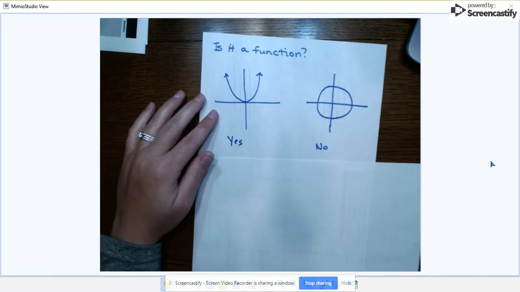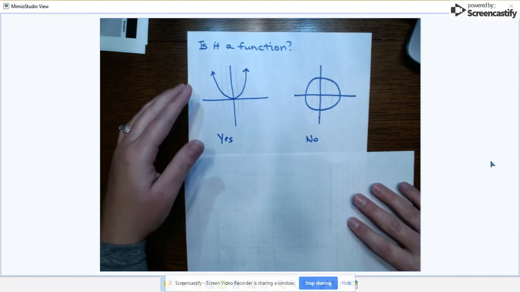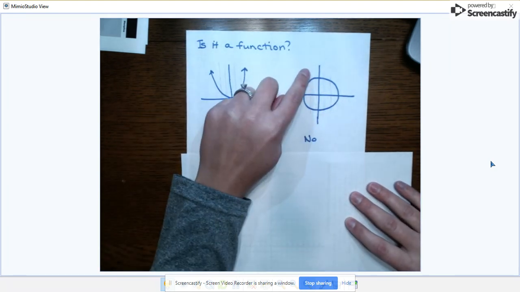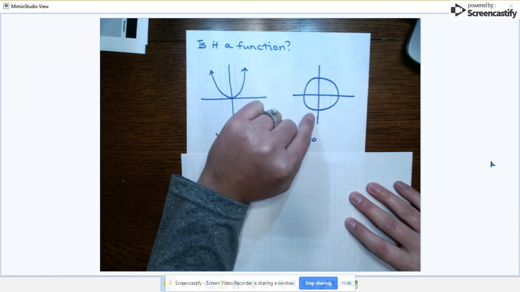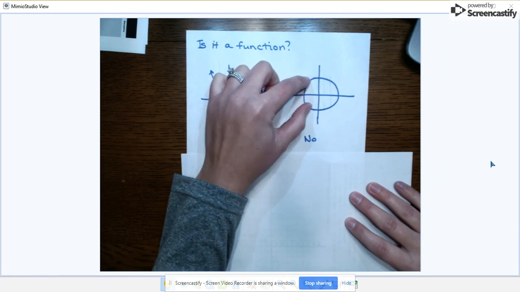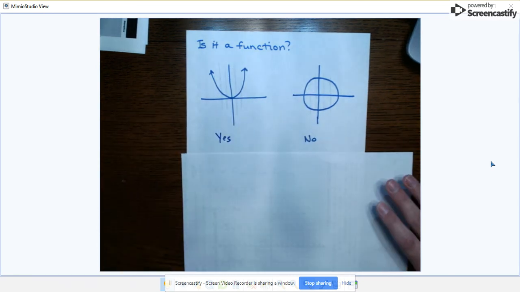If we look at this, supposed to be a circle turned oval, here I drew my vertical lines in again, but now one vertical line hits 2 times. So it fails the vertical line test, so it is not a function.